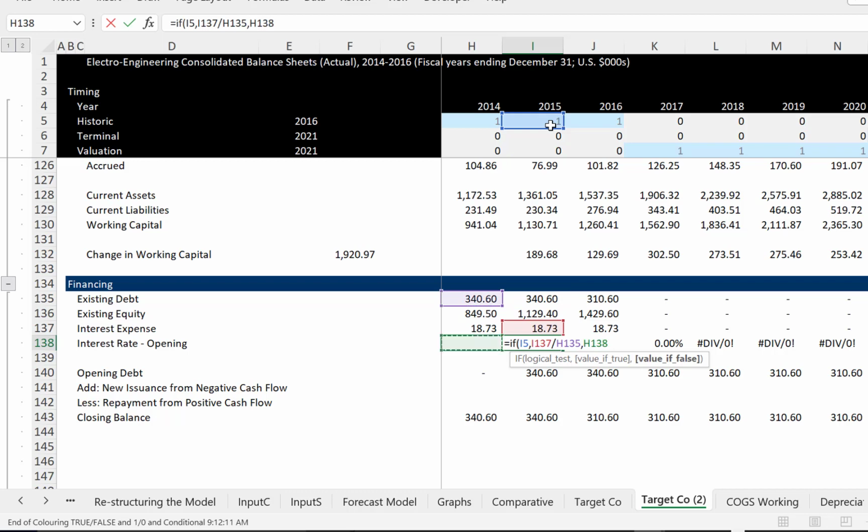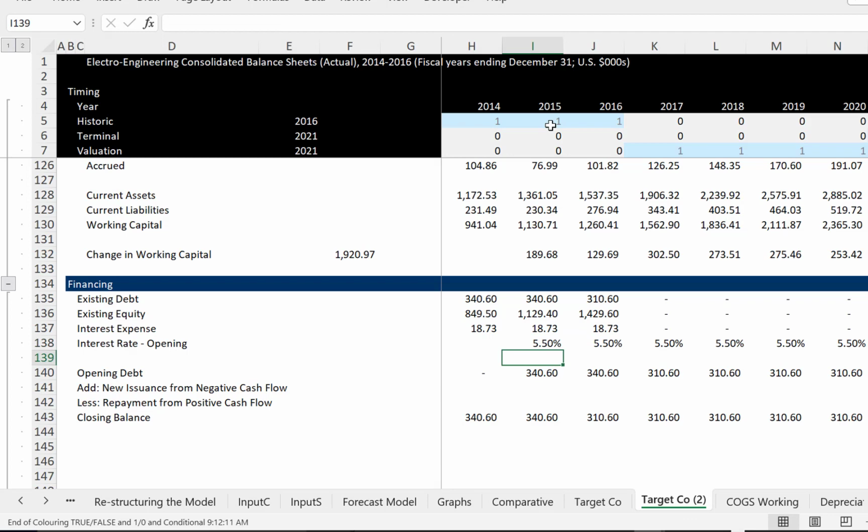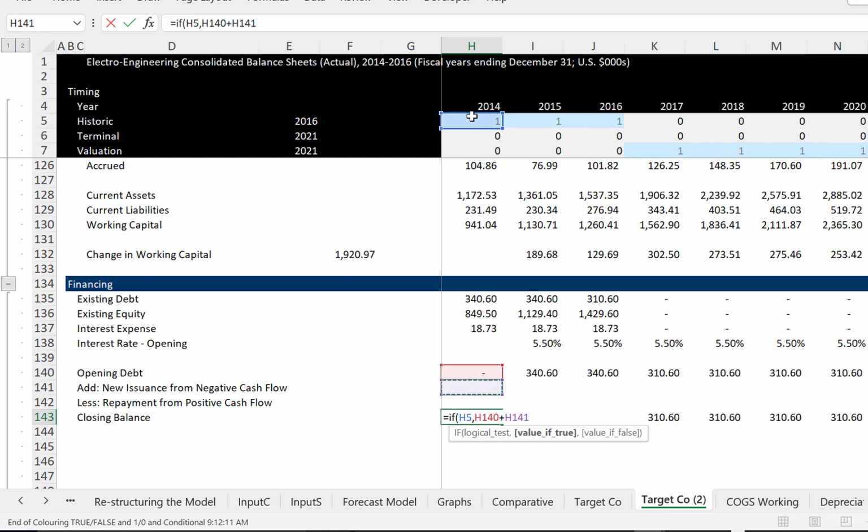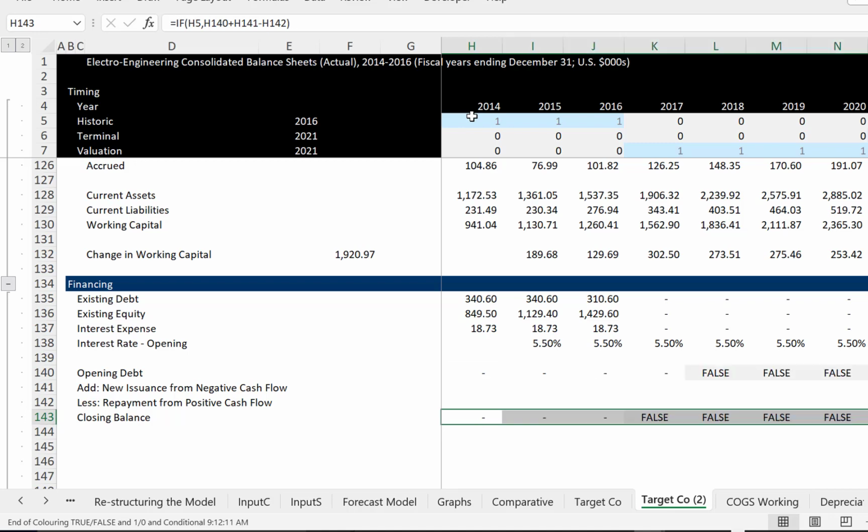Otherwise, we go back and take the prior interest rate. So there's their little 5.5% assumption. And then we make an opening debt, and we do the same thing. If it's the historic year, then take the opening debt plus any new debt issue minus any repayment. But we are going to get that from the cash flow.